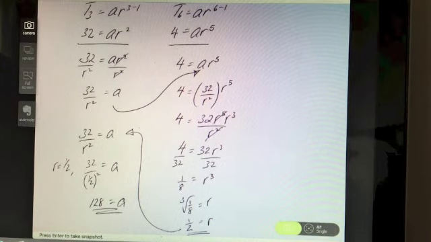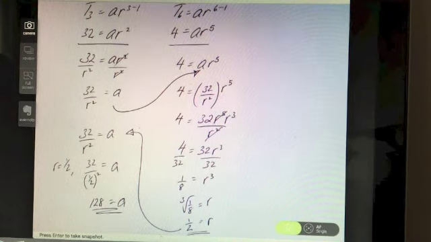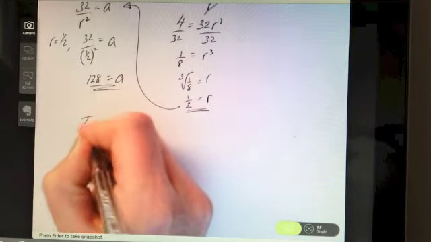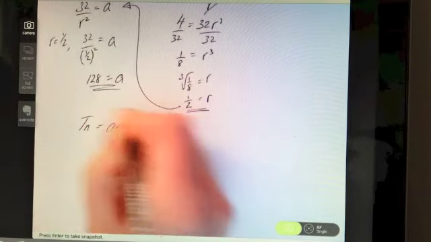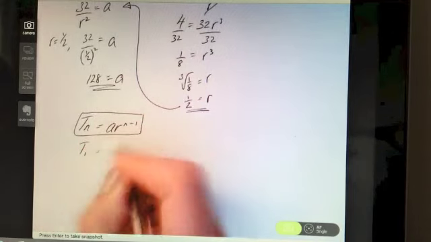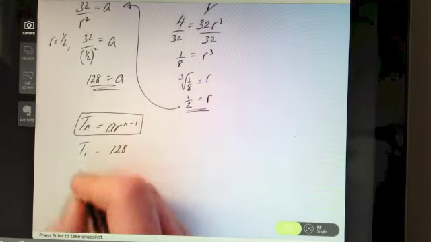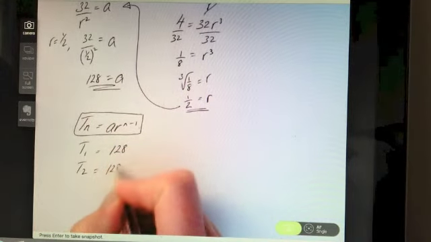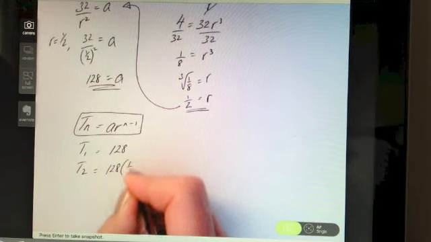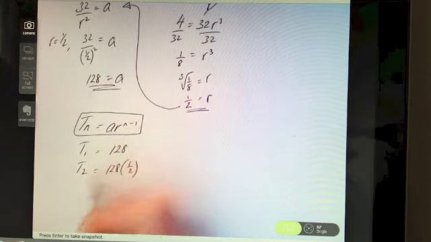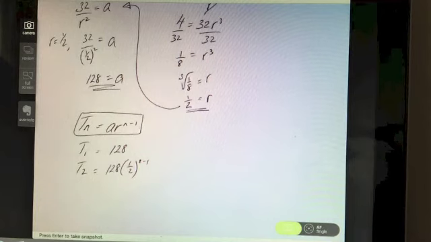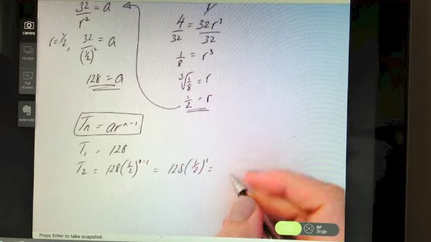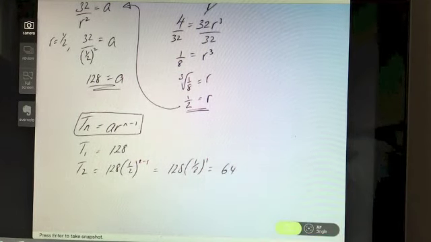Okay, so now we've got a and r. We've been asked for the first 3 terms of the sequence. So back to our nth term, of course. Term 1, well, we already know term 1 is obviously a, 128. Term 2 is going to be a, 128, times r, a half, to the power of n minus 1, so it's the power of 2 minus 1, in other words, to the power of 1. So we get 128 times a half to the power of 1, which works out to be 64. So there's our second term.